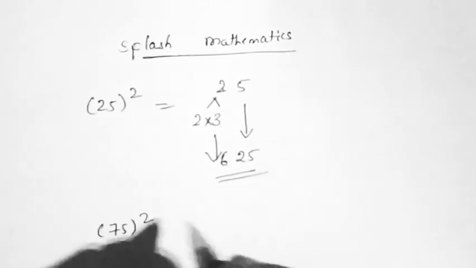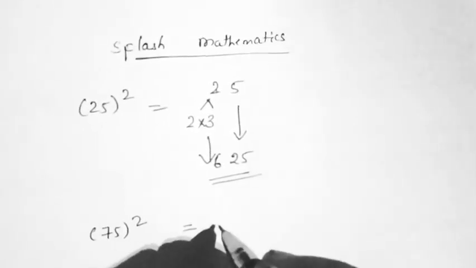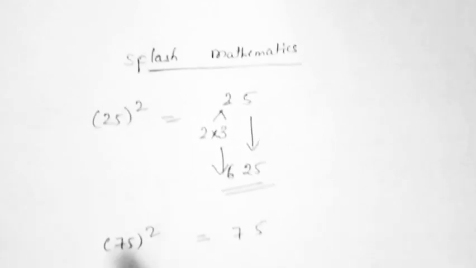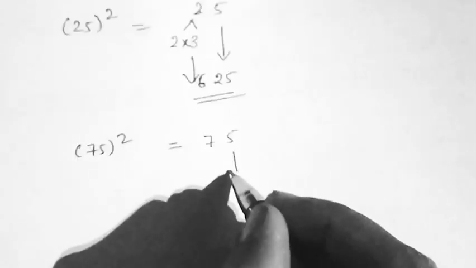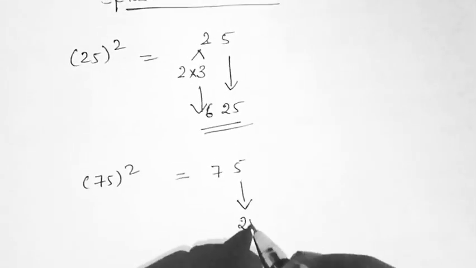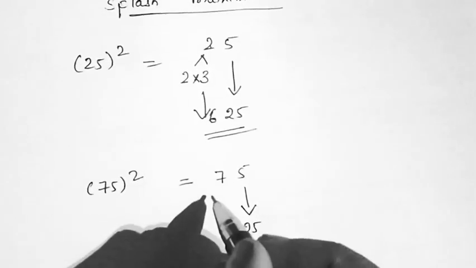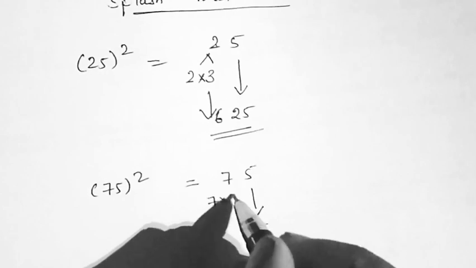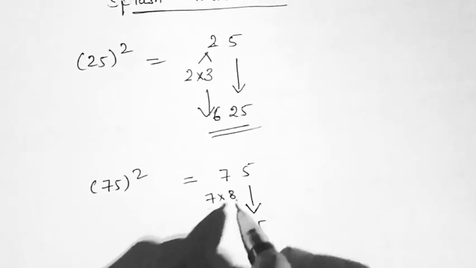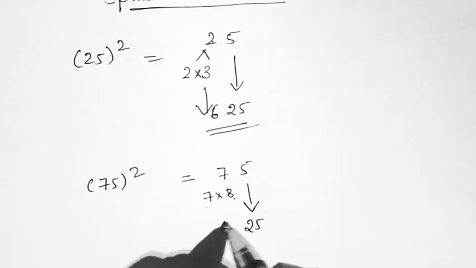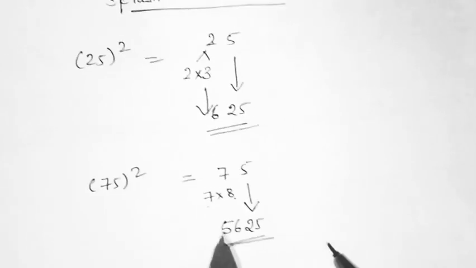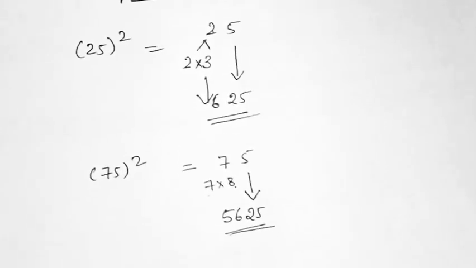We can do one more. 75 square. We'll write it like this. 5 squared is 25. Then 7 into 8, 8 sevens are 56. So the answer is 5625. It's a very easy method.